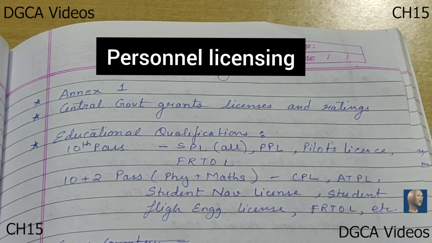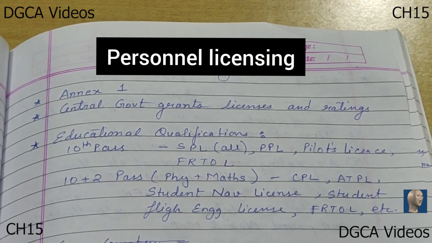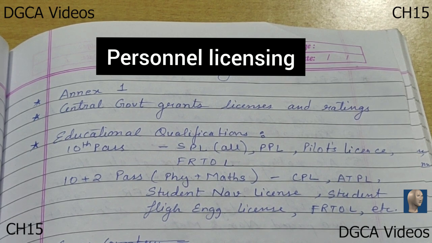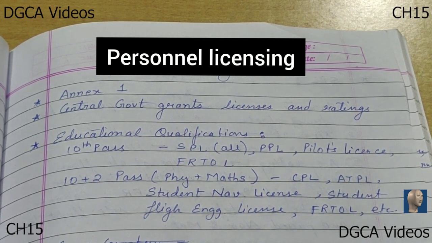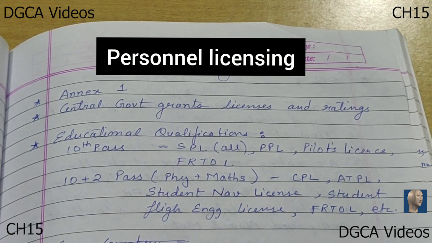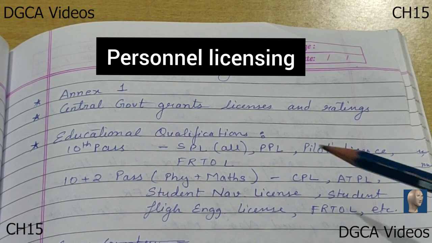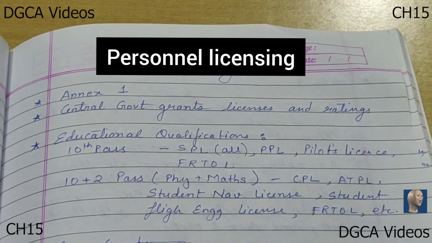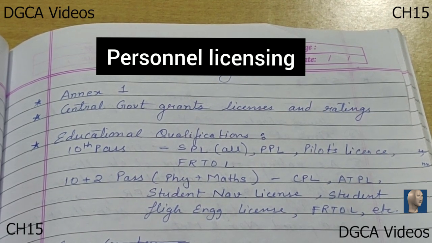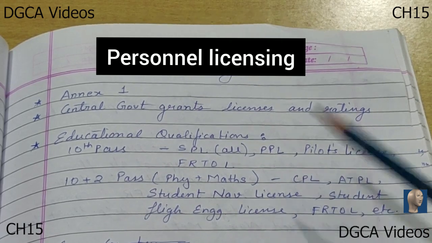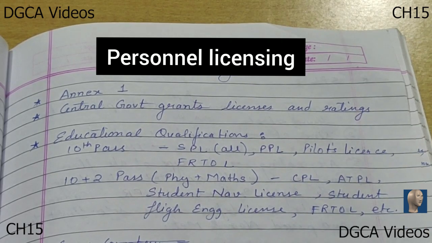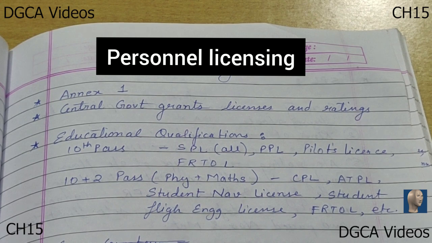Annexure number 1, as you already know, we have done this in previous videos. Annexure number 1 sets out rules for personal licensing and rating as well, and this is done by the central government. Educational qualification. For the student pilot license, we call it SPL, it includes aeroplanes, helicopters, gliders, balloons and microlights. Then PPL, private pilot license. Pilot license for gliders, balloons and microlight aircraft.